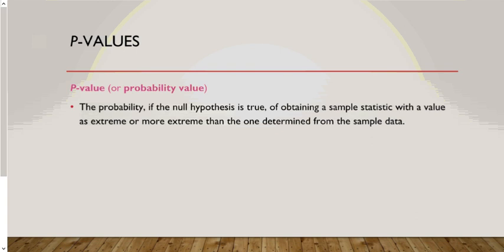The p-value, the probability value, is what we're going to compare with our alpha value. This is the probability, if the null hypothesis is true, of obtaining a sample statistic with a value as extreme or more than the one determined from our sample data. I know I just read that out loud, but that's the likelihood of getting a number that extreme. And we're going to compare that number with our alpha.